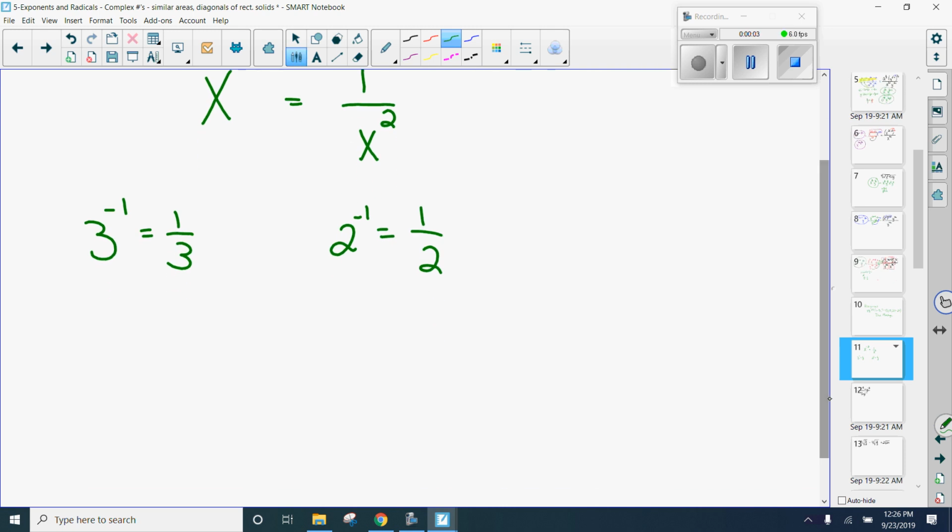So my question for you: if 3 to the negative first is 1/3 and 2 to the negative first is 1/2, what is 3 to the negative first plus 2 to the negative first? It is 1/3 plus 1/2, which is the same thing as 5/6.